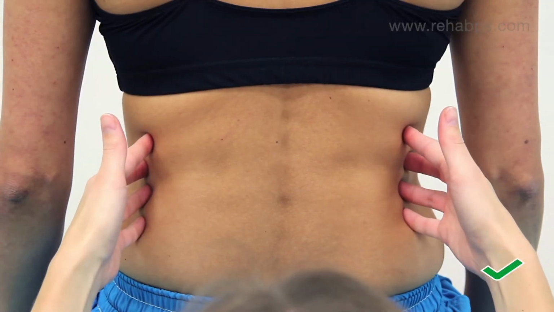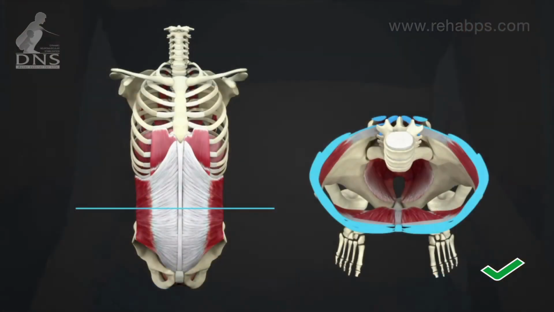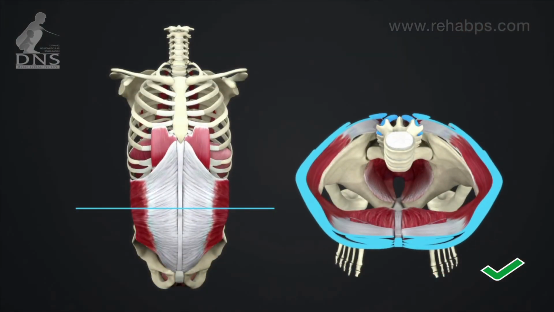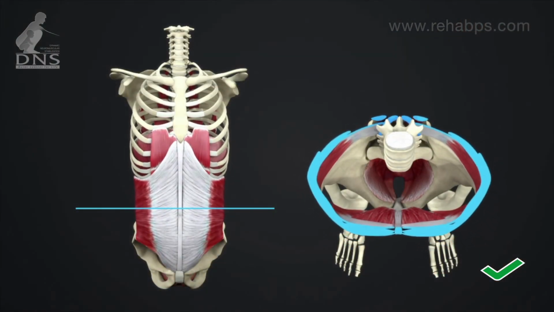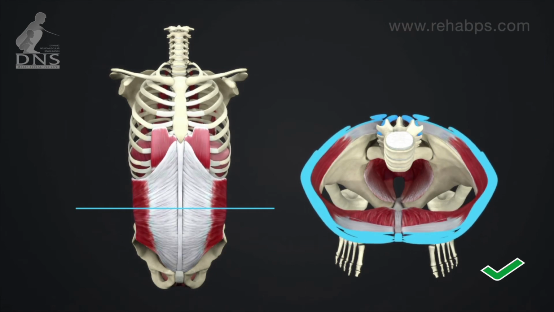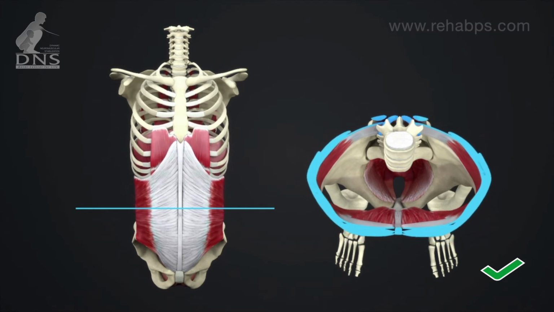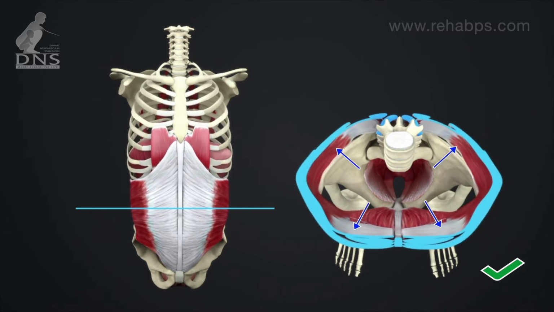Instruct the patient to take a deep breath. With optimal function, the diaphragm descends caudally. The lower intercostal spaces widen as a result of intercostal muscle activation. The abdominal wall below the ribs expands proportionally in all directions.